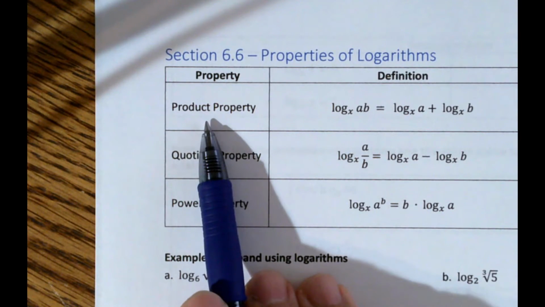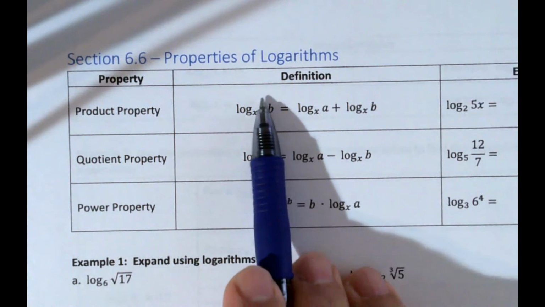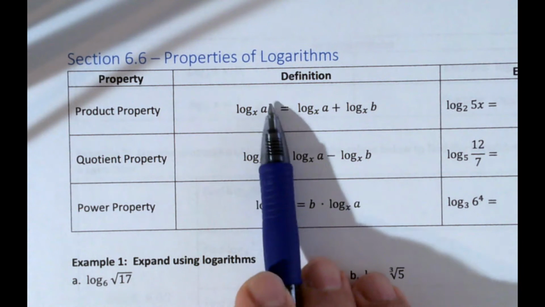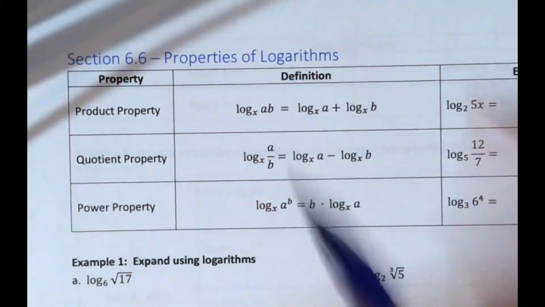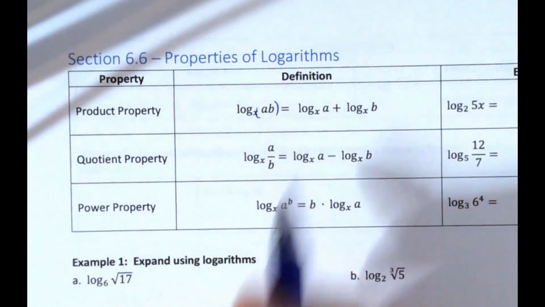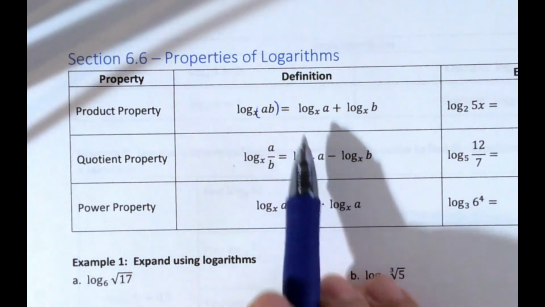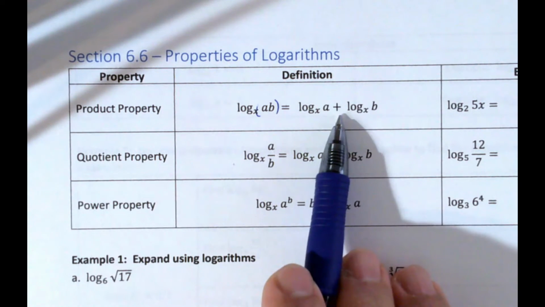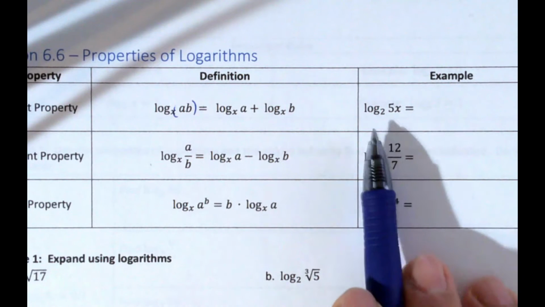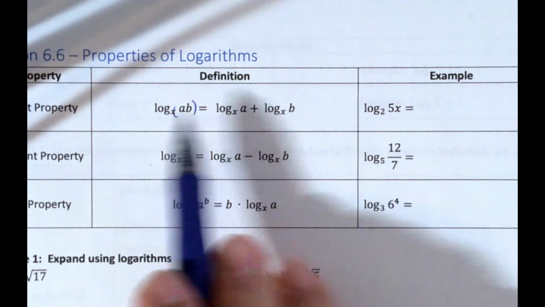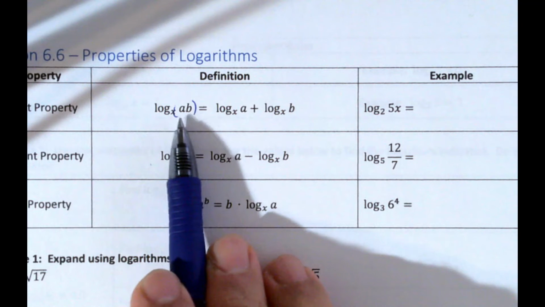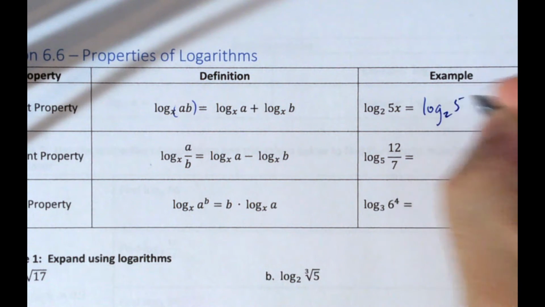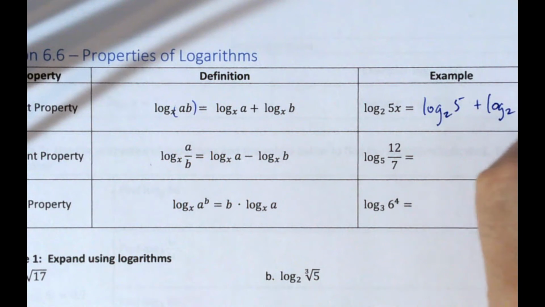We have the product property. When we say that, we mean you have the word log, there's the base, and then the product is right here, inside the log. So this is the logarithm of AB. And what happens is you can rewrite this as two different logs and separate it with an addition. So the example here, you have log base 2 of 5x. So 5x is like the a and b. A is the 5, b is the x. And you rewrite it as two separate logs separated by addition.